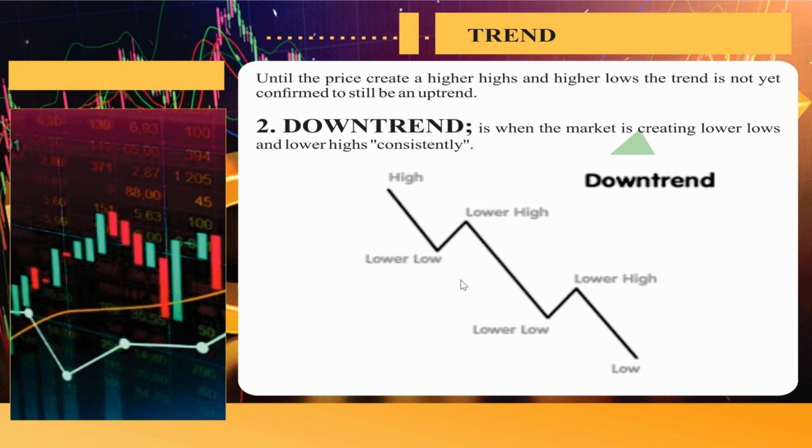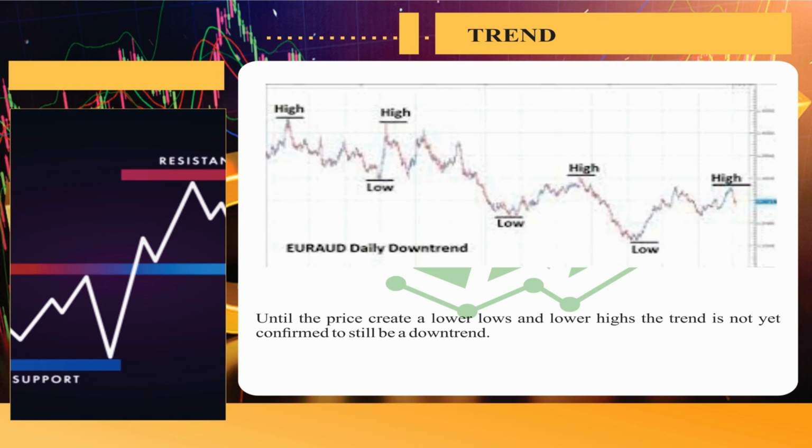So this is an example of a downtrend. The market is creating lower lows and lower highs. So let's see a chart representation of it. So this is it. You can see this is a high, a low, a high, a low, a high, a low, and a high. This is a downtrend. The market is creating lower highs and lower lows.